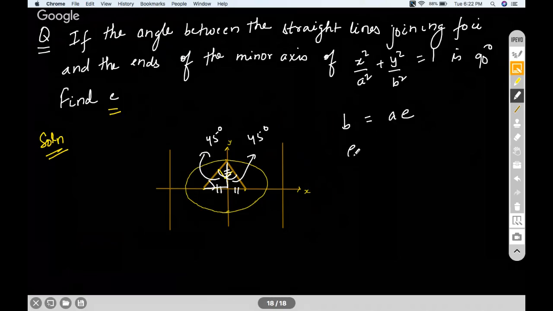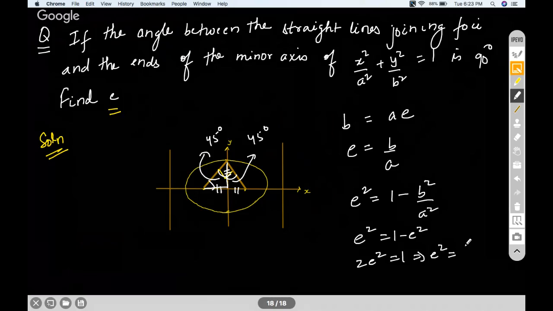So E becomes B by A. And we already know E square is 1 minus B square by A square. So E square is 1 minus E square, so 2E square is 1. That means E square is equal to half, so E is 1 by root 2. Okay, easy question.